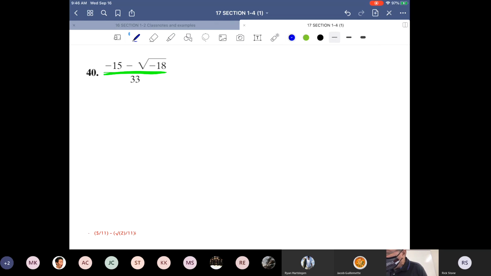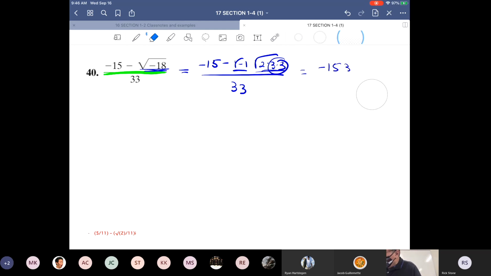So could I write that as -15 minus the square root of -1 times the square root of 18? Let's go 2 times 3 times 3 over 33. With me so far? All I did was divide the square root of -18 up into the square root of -1, and then I prime factored 18. Well, I can bring a 3 out here, and that becomes an i, so I get -15 minus 3i square root of 2 over 33. Everyone good so far? Can I do anything else?